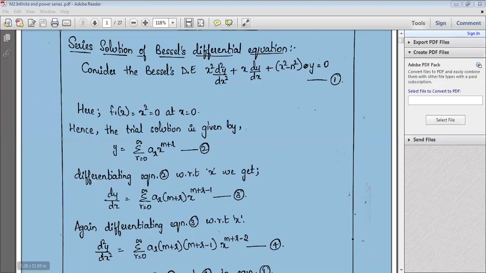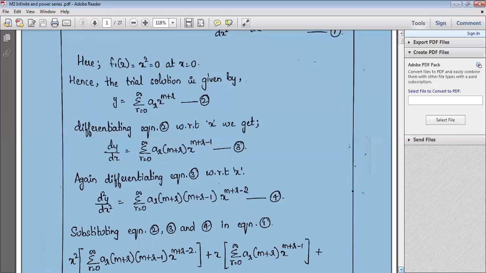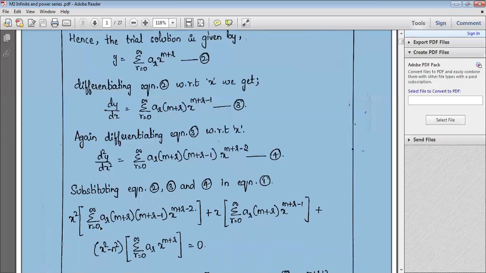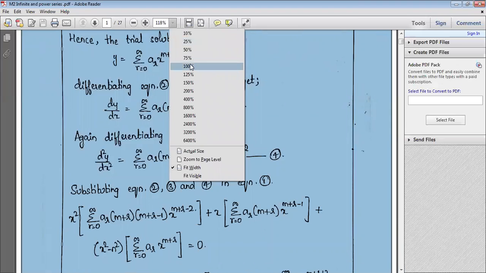This is y. This is dy by dx, which is (m plus r) x power m plus r minus 1. Again differentiate this. a_r is constant, m plus r as it is, (m plus r minus 1) x power m plus r minus 2. These are the solutions for dy by dx and d square y by dx square. Similarly, substituting all the values in equation 1, we will get the equation like this: x square, sum over r from 0 to infinity, m plus r.